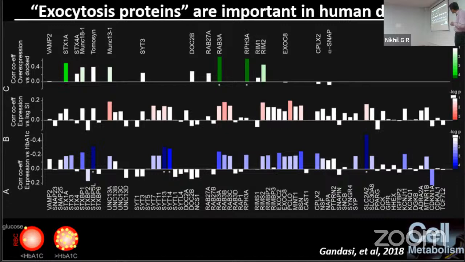So we tried to correlate glycated hemoglobin and the expression of these proteins. You can see for some of these proteins, like RAB, RIM and all that, there's a very nice correlation in this case with the secretion of insulin.